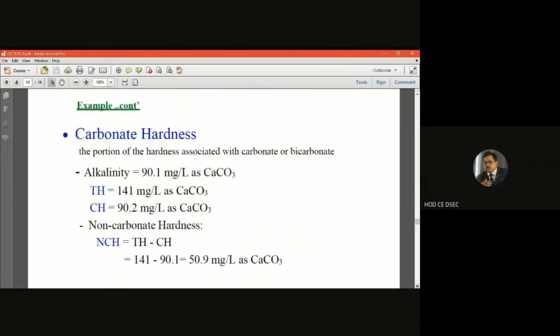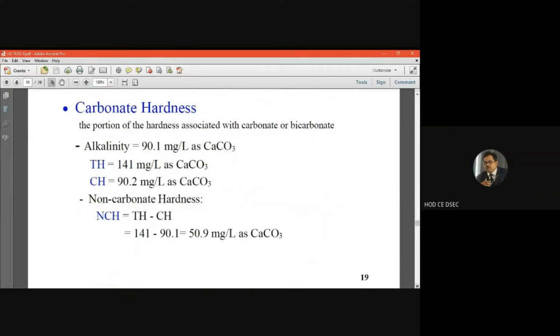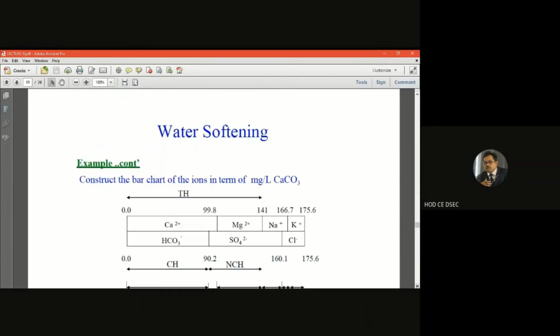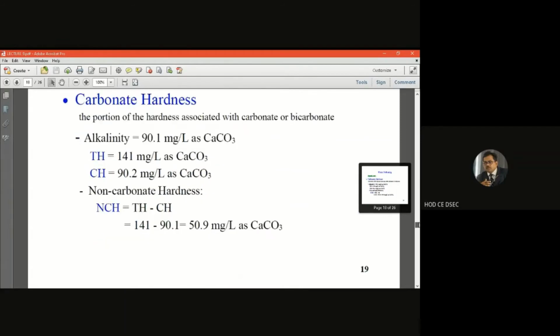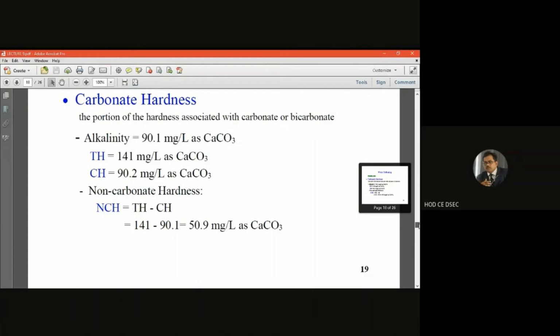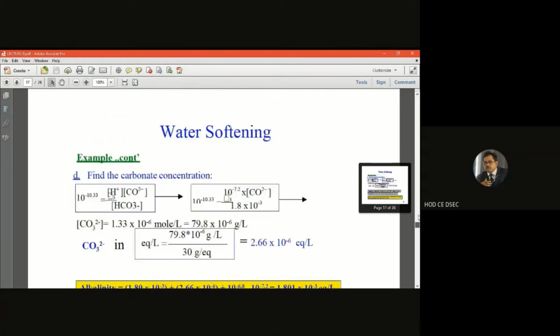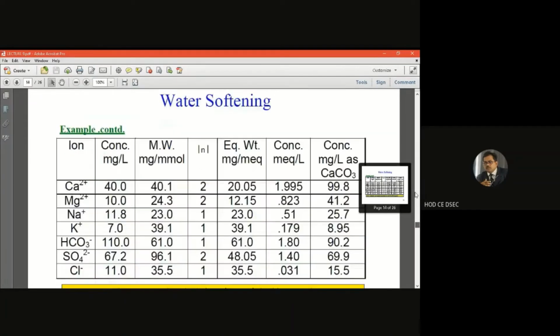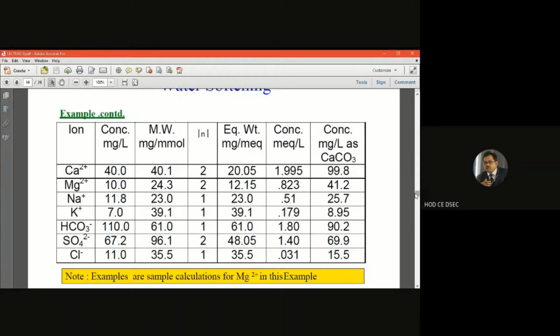Now the carbonate hardness. What is the carbonate hardness? Carbonate hardness equals 90.2 as CaCO3, which is given in the question. In tabular form, we have the carbonate hardness as HCO3 minus 1. This is the only carbonate hardness we can see, because sulfate and chloride are for non-carbonate hardness.